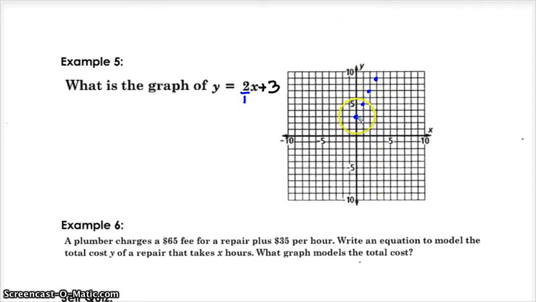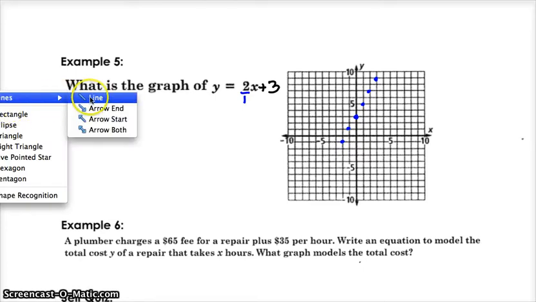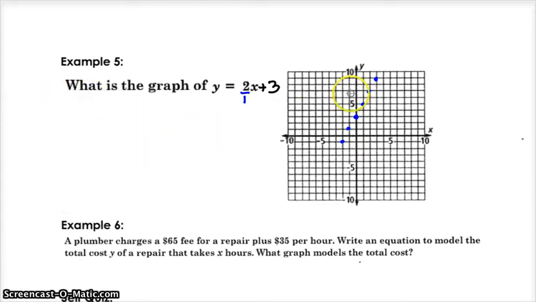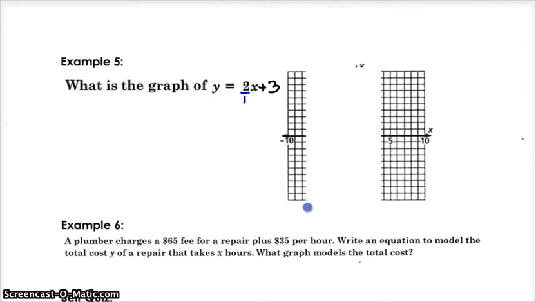I can also go down 2 and to the left 1. That'll result in a positive slope as well. Down 2 and to the left 1. Once I'm satisfied with the number of points I have, I'll go ahead and connect them, and we'll have a nice straight line. There you have it.